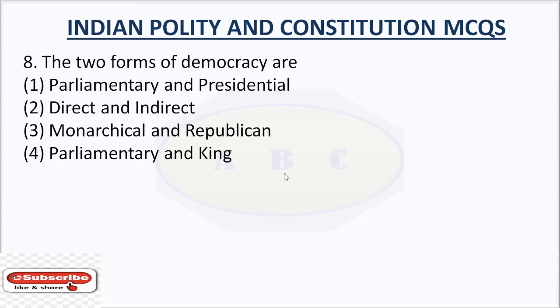Question number 8. The two forms of democracy are. The right answer is parliamentary and presidential. Parliamentary democracy is a representative democracy where government is representatives. Presidential rule is where the president is both head of the state and head of the government and is elected by the voters.